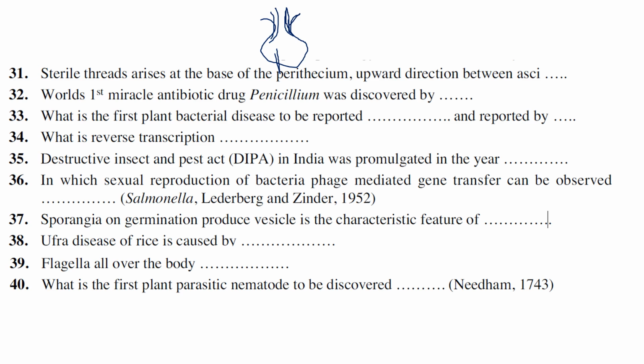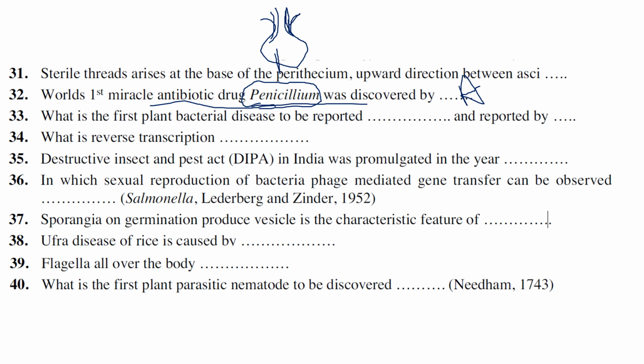Also, the first miraculous antibiotic drug, penicillin, was discovered by Alexander Fleming in 1928. I repeat, it's not 1929. He discovered it in 1928, and the paper was published in the British Journal in 1929. That's why many people quote 1929, but it's 1928 only. It is clearly described in the bibliographical journals published by Alexander Fleming himself.